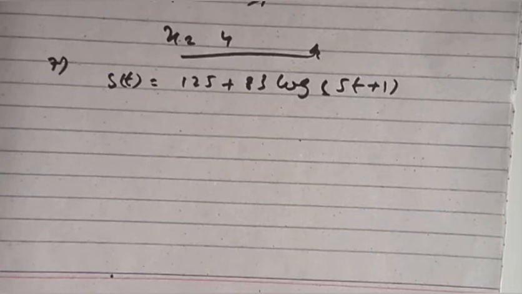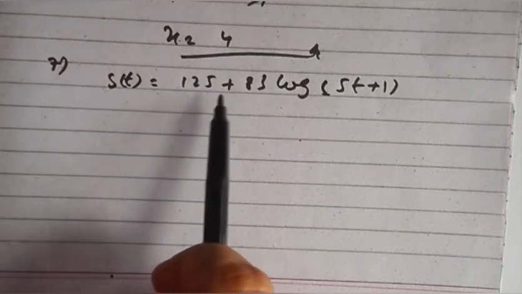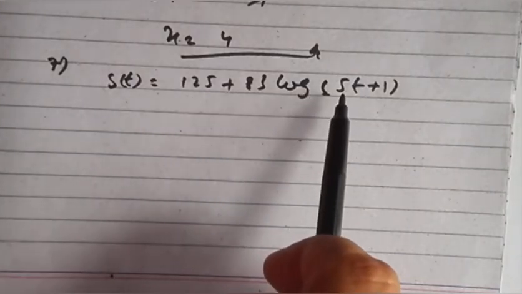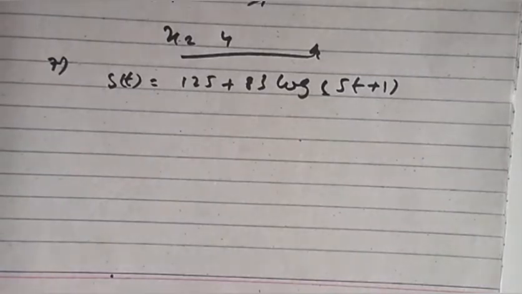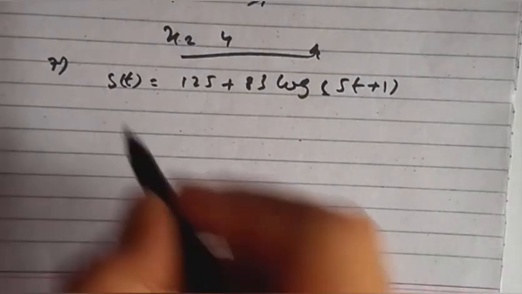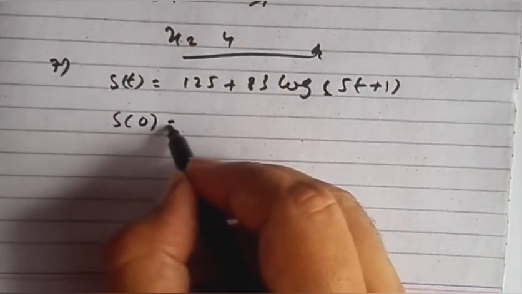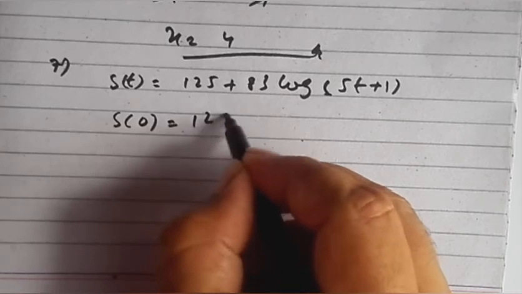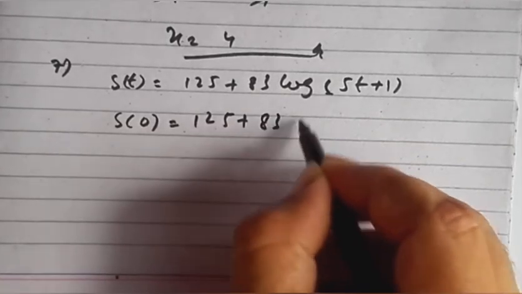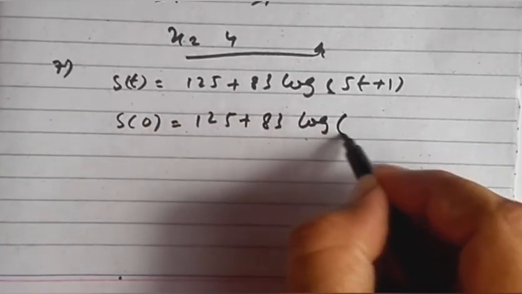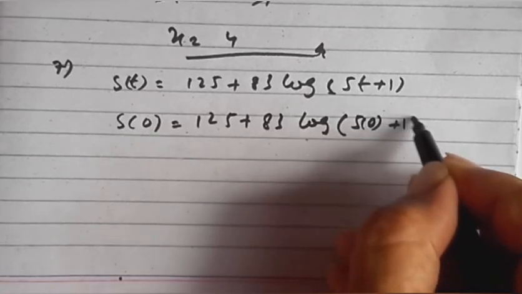Question number 7. Suppose the sale of certain product are approximated by s of t equals to 125 plus 83 log of 5t plus 1. Find s of 0, s of 2, s of 4, s of 31. So to find s of 0, put here t equals to 0, 125 plus 83 log of 5 into 0 plus 1.